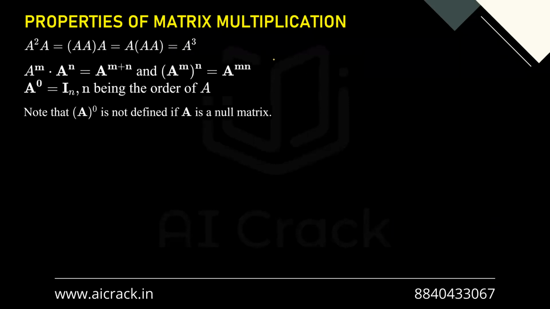Now over here, these two properties are quite obvious. A square times A equals A cube. That is again very obvious. You can just take one matrix and try to prove it. And similarly for this one, algebraic rules work in this particular property: A raised power m dot A raised power n equals A raised power m plus n, and A raised power m, raised power n, equals A raised power mn, right? So these three properties are just like algebraic properties.